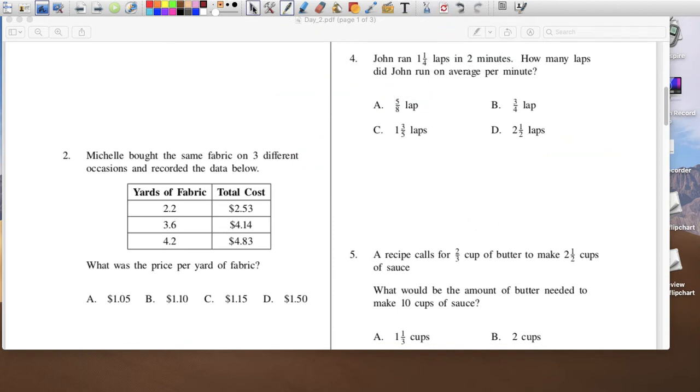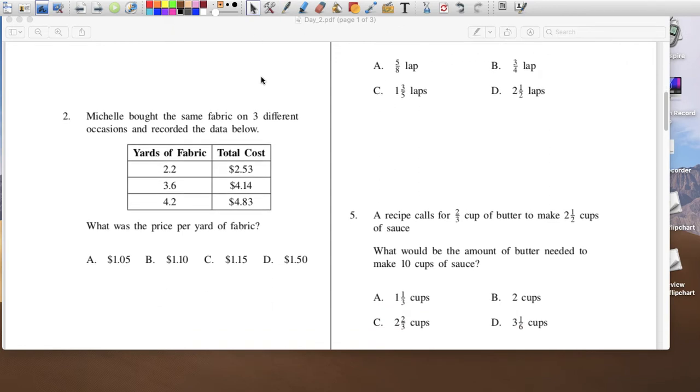2. Michelle bought the same fabric on 3 different occasions and recorded data below. What was the price per yard of fabric? So you want the unit rate. So assuming that this is proportional, right? It's multiplying by the same thing, which is the constant of proportionality, right? To get that, you can pick any of these. So let's just pick the first one.